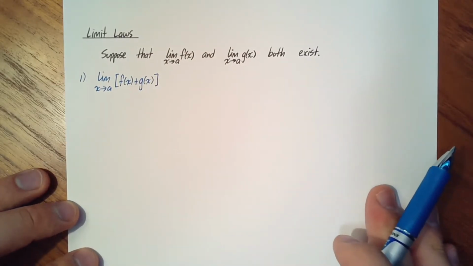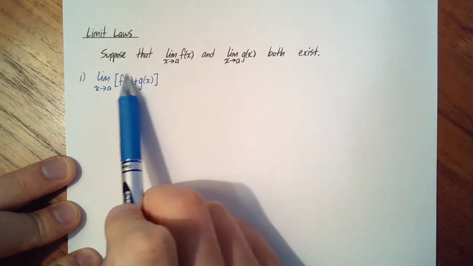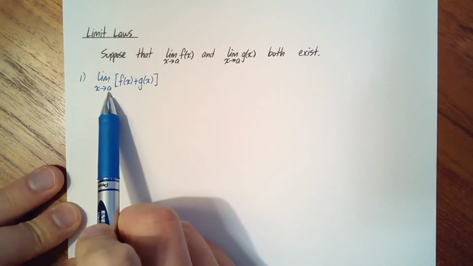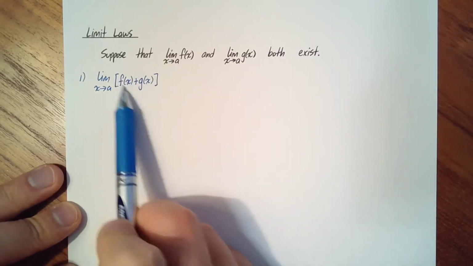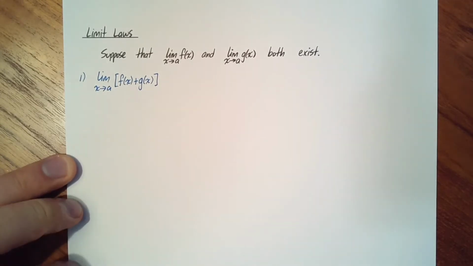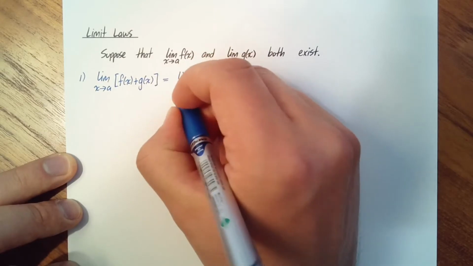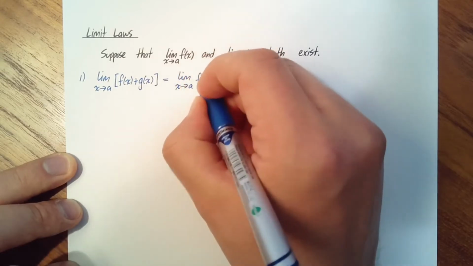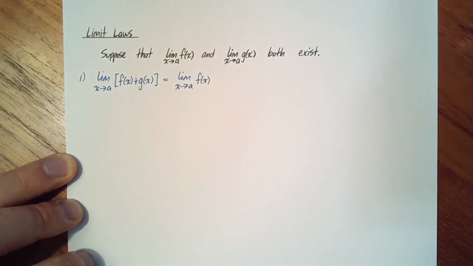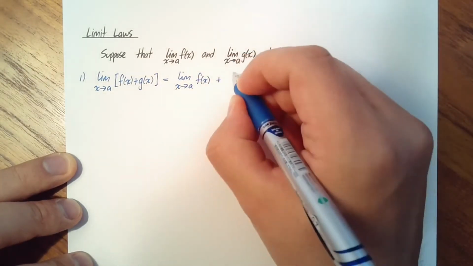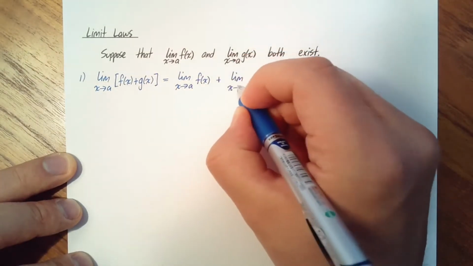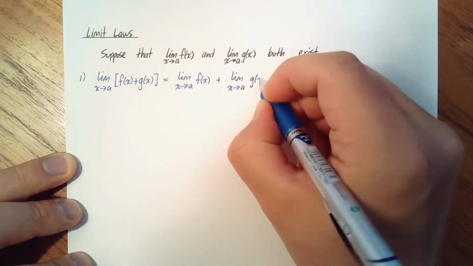Okay, so I've got two functions, f and g. They get added together, and then we take the limit as x approaches a afterwards of all of this function. Well, it turns out you can break this up into two limits. I can work out the limit as x approaches a of just the function f of x, and then I can add that to the limit as x approaches a of g of x.